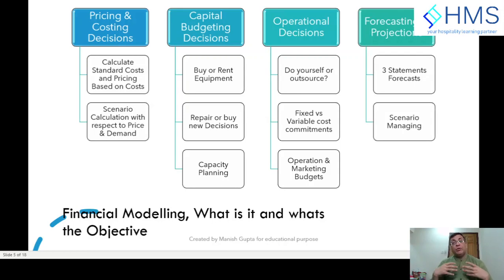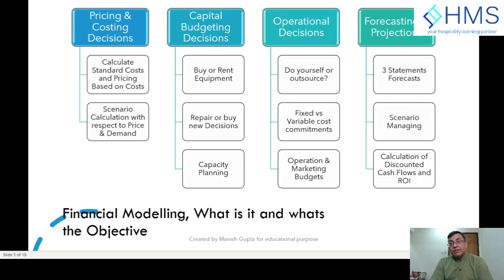Then you may also be doing scenario managing. As we have discussed in the previous three decisions, you may have a choice, so you will be doing a scenario. What would be the impact of this pricing? What would be the impact of capital investment? How should we do major spending, now or later? So these are all scenario managing. Then you will also be doing the discounted cash flow and ROI.